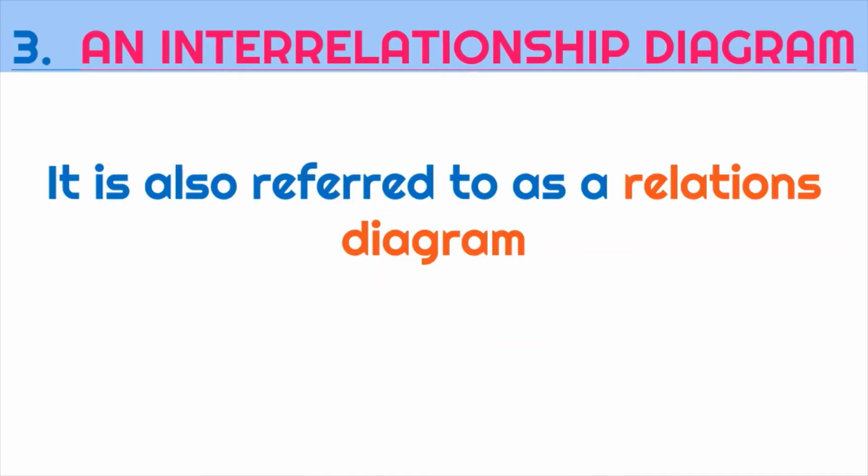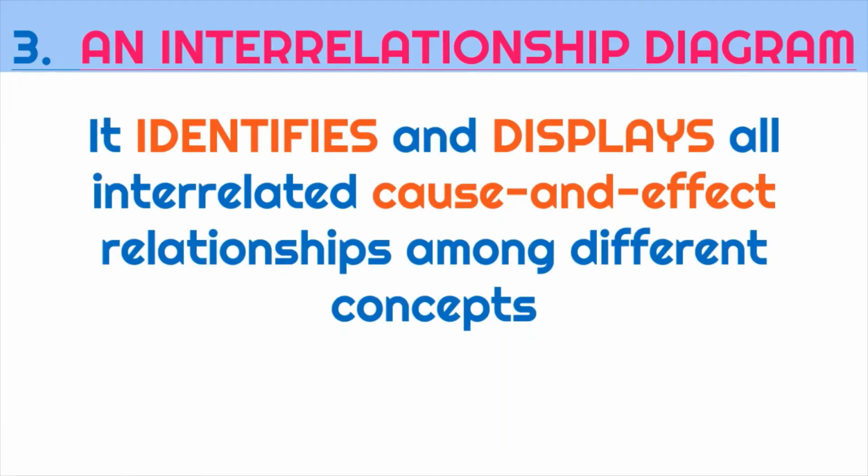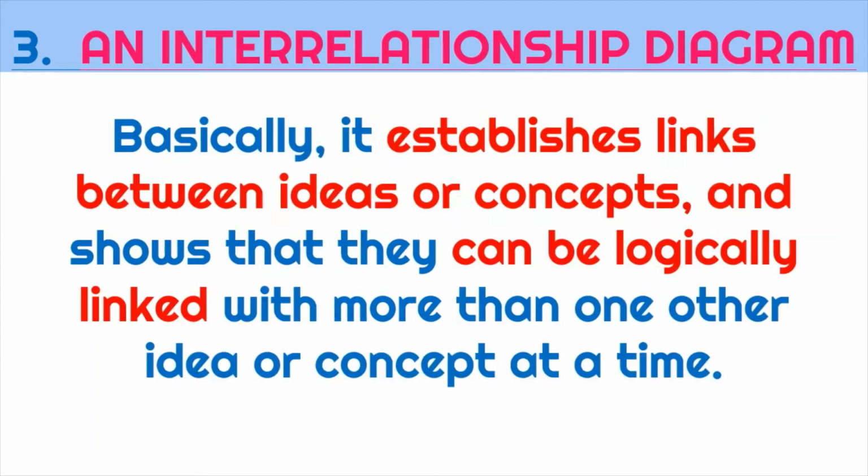Number 3. It is also referred to as a relations diagram. It identifies and displays all interrelated cause and effect relationships among different concepts. Basically, it establishes links between ideas or concepts and shows that they can be logically linked with more than one other idea or concept at a time.